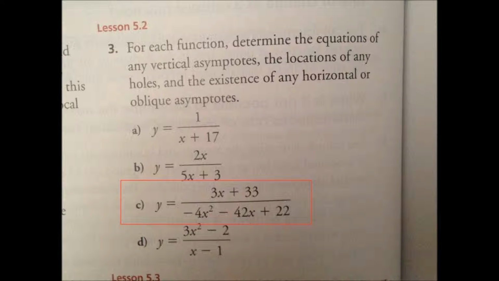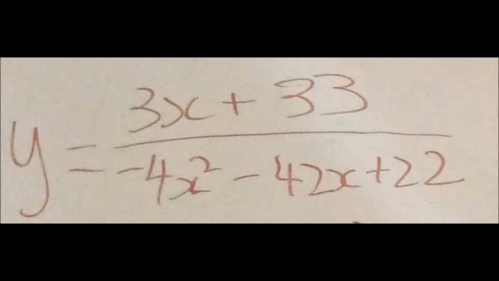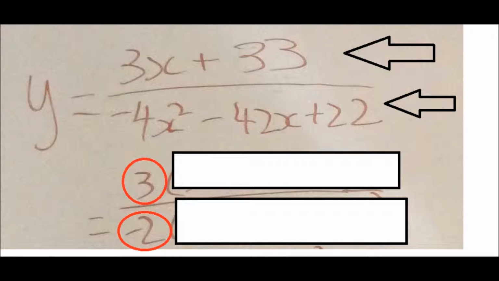This is a rational function. We can tell because there are two polynomials, one in the numerator and one in the denominator. The question states y is equal to (3x + 33) over (-4x² - 42x + 22). The first step into solving this question is factoring. We can see that we can common factor both the numerator and the denominator.